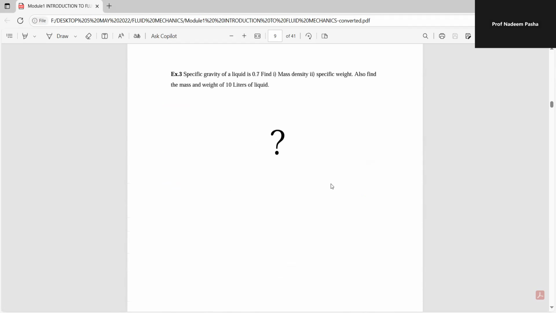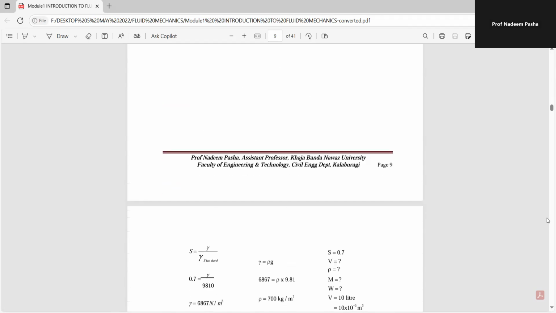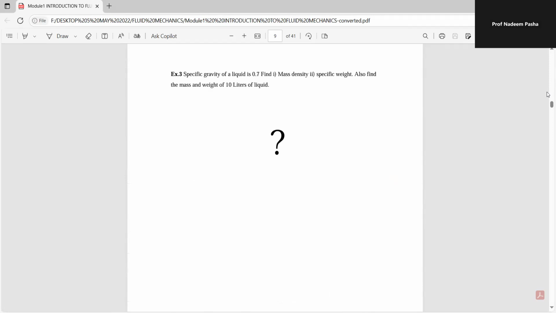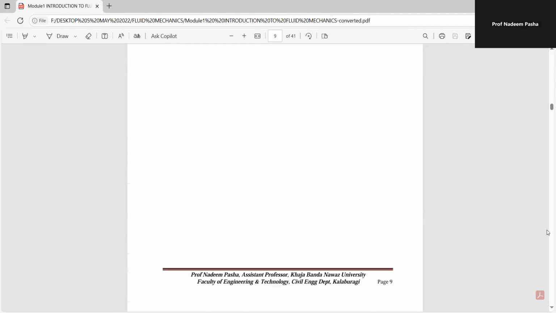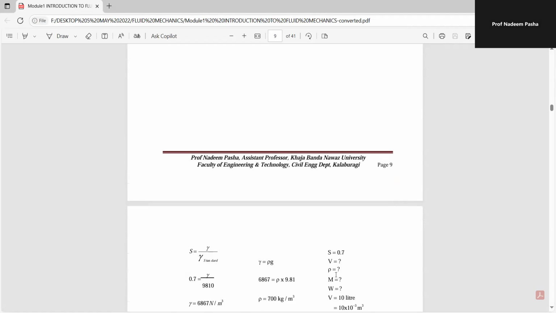So what is the problem? Specific gravity of a liquid is 0.7. So Sg is given to you as 0.7. Next, what do you need to calculate? Mass density, rho, you need to calculate. Weight, specific weight, gamma, you need to calculate.